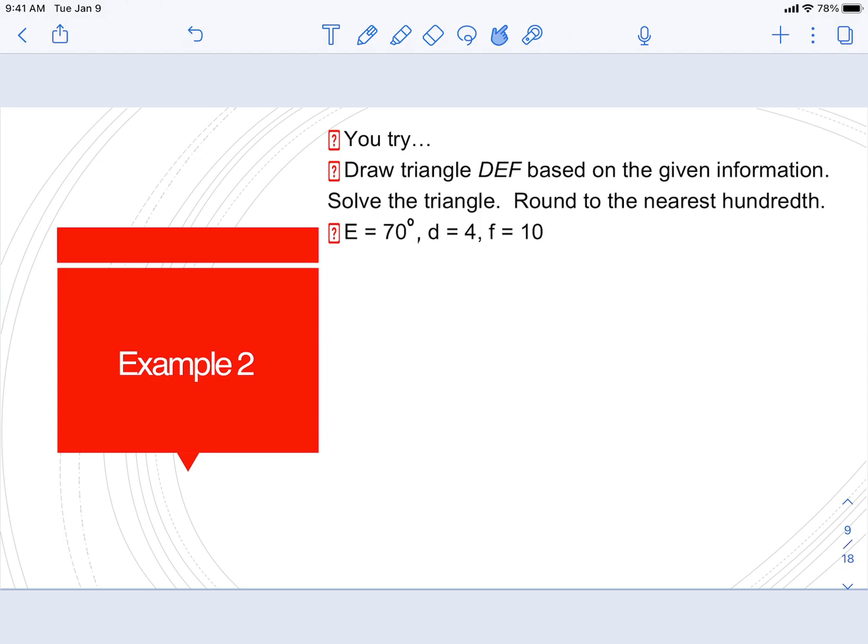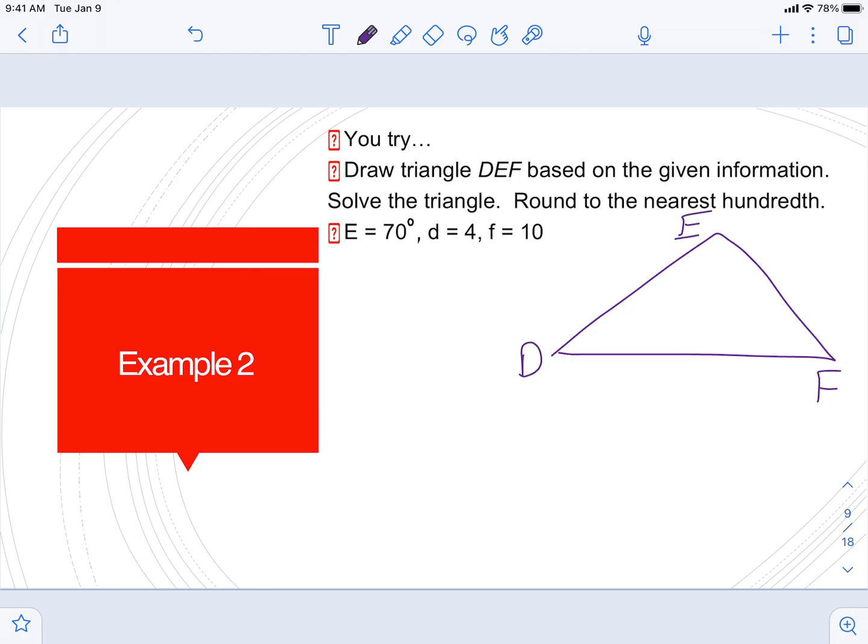All right, one more example of that. In this case, we need to draw the triangle. So if we start out, just make any old generic triangle, however you want to do it. And this is triangle DEF. Angle E is 70 degrees. Side D is 4 and side F is 10. We're going to need to find side E. There's side D, there's side F. So we'll start out finding side E using the law of cosines.